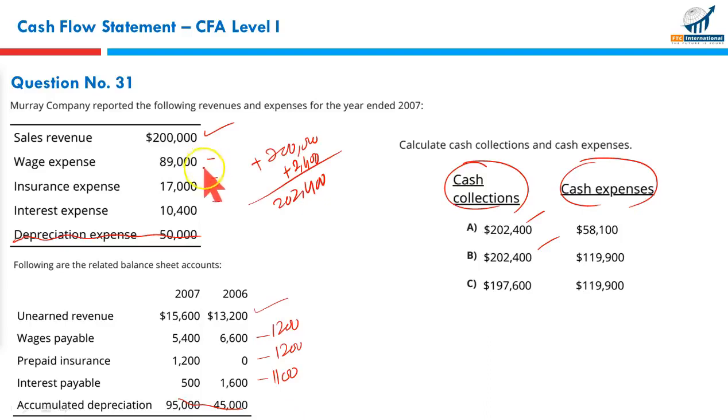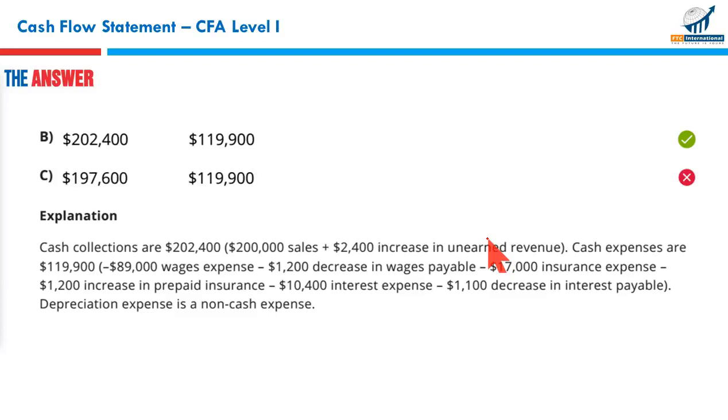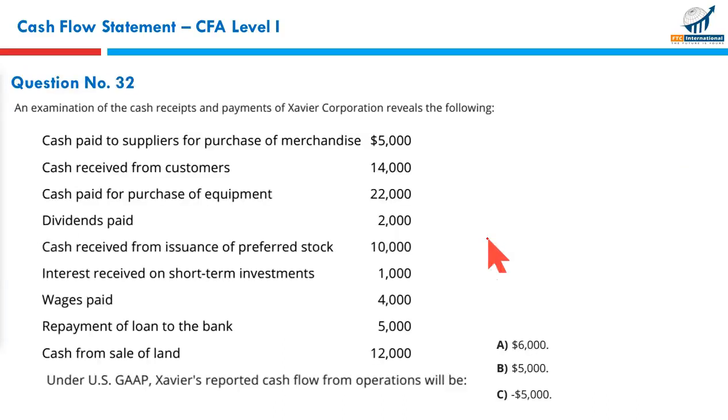Now, these are our outflows. 89,000, negative 89,000, negative 17,000, negative 10,400, negative 1,200, negative 1,200, and negative 1,100. It gives you 119,900. So your cash collections are 202,400 and your cash expenses are 119,900. That makes B the correct option, and B it is.